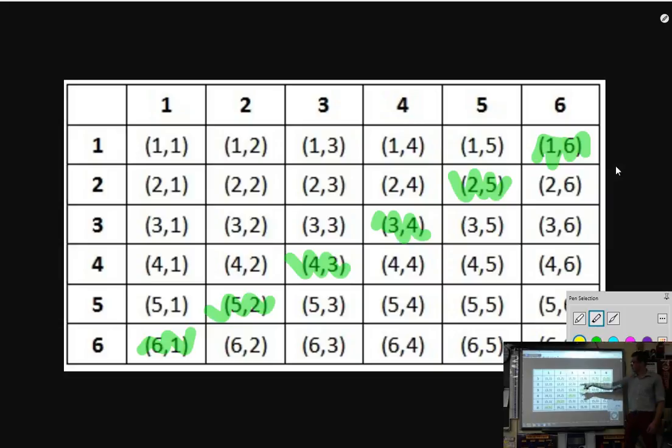The next layer up, these are all the same sums of 6, but you have one less option to make them. These are all a sum of 8, but you have one less option to make them. All the way up to where you only have one way to make a 12, or one way to make a 2. So when we look at the probability of rolling a 7, how many times can that event happen?